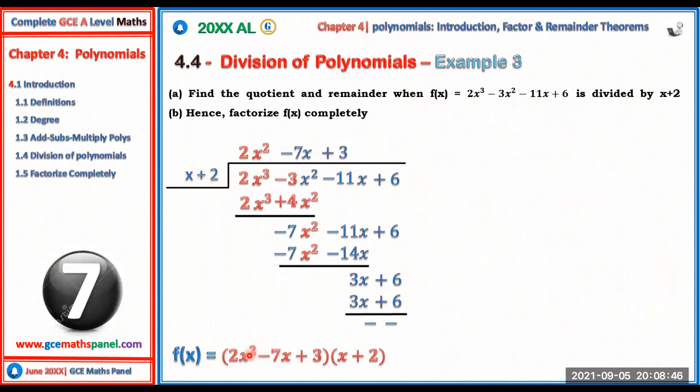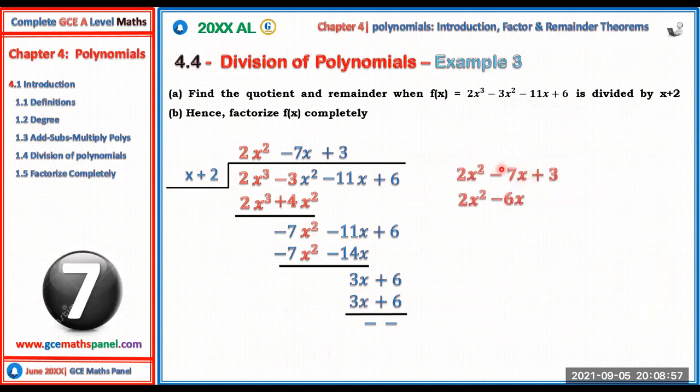But this is a quadratic and it can be factorized. So if you factorize this, we have to look for two numbers that when we multiply, we have 2 times 3 is 6, and when we add them, we have minus 7. Those two numbers are minus 6 and minus 1. If you don't understand this concept, look at chapter 2, factorization of quadratic equations. You will see all of this well explained. So we are going on from there.